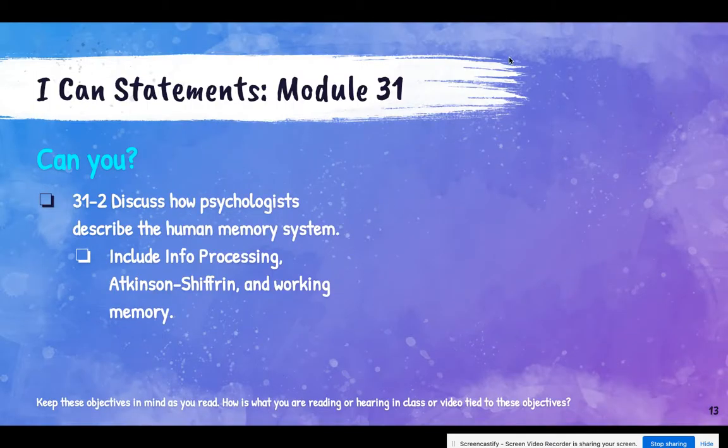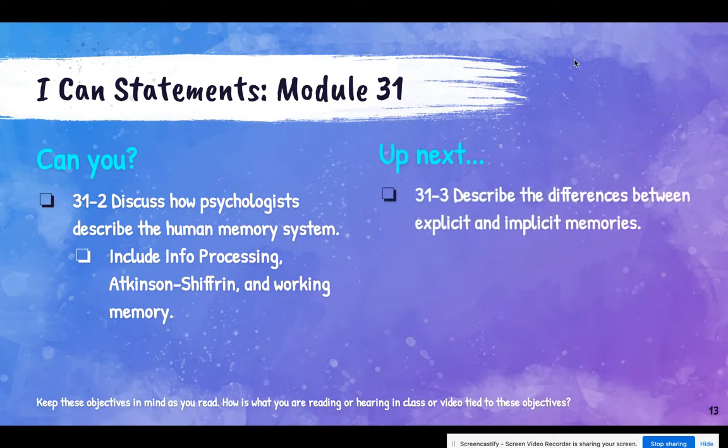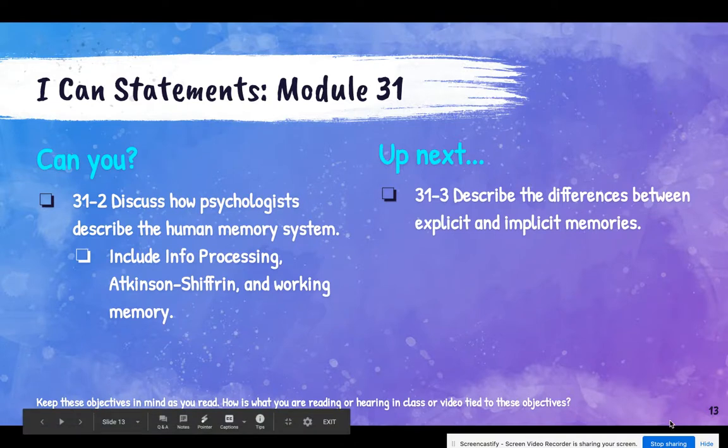So this brings us to the end of the I can statements that we're covering for today. Can you discuss how psychologists describe the human memory system? In order to do that, you would have to include all of the information about the information processing model and the Atkinson-Shiffrin model, as well as be able to go into some detail about working memory. Coming up next will be our ability to describe the differences between explicit and implicit memory. Again, this is just a short video to kind of go over the basics of the human memory system.